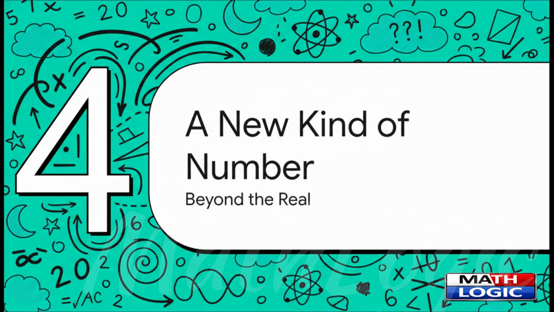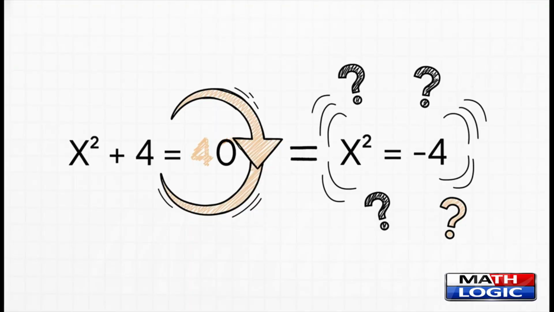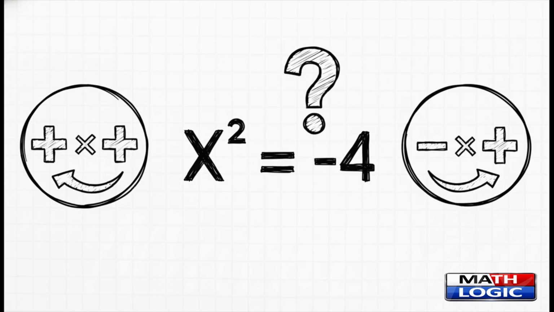Now we're going to turn our attention to that second factor. And this is where we have to venture beyond the numbers we use every day. We're about to discover a whole new kind of number. All right, let's tackle path 2, x squared plus 4 equals 0. If we try to get the x squared by itself, we just move the 4 over to the other side, and we end up with something pretty weird. And here's our roadblock. x squared equals negative 4.